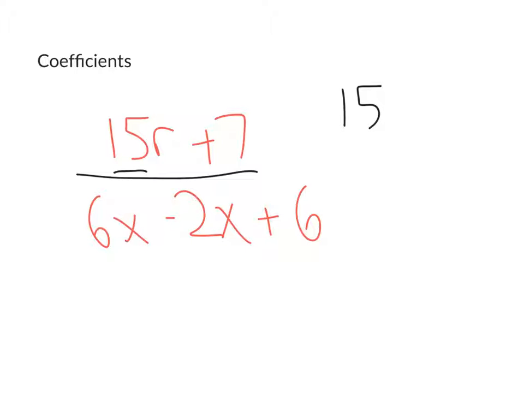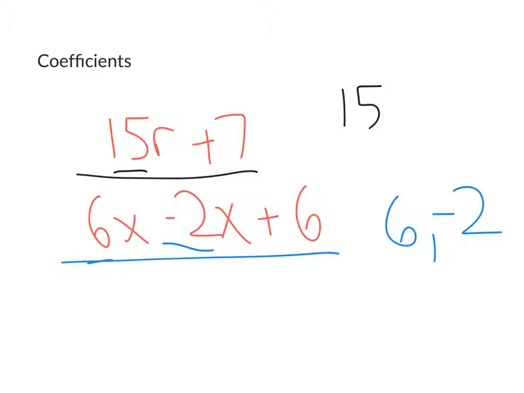For this one here, we've got 3 terms because 6x minus 2x plus 6. What I'm going to do is look and see what the coefficients are. So the first coefficient is going to be 6. The second coefficient, we treat it like a term and we have that negative go along with it, so it's going to be negative 2.